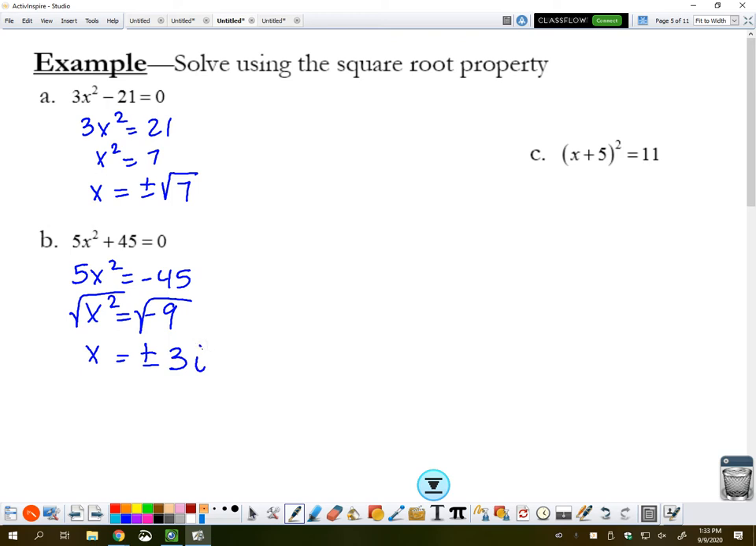Alright, on C, you're going to just have this guy by himself already, so we just take the square root of both sides. So x plus 5 is equal to plus or minus the square root of 11. So then you have one more step in this case of subtracting 5 to the other side. And we like to put it in the front just so we don't think that it's under the radical.